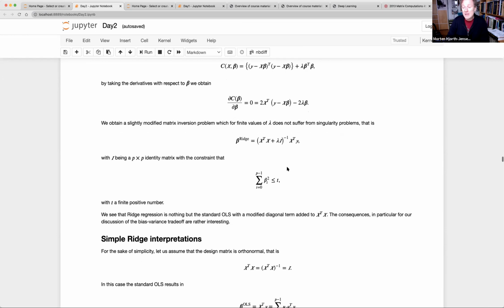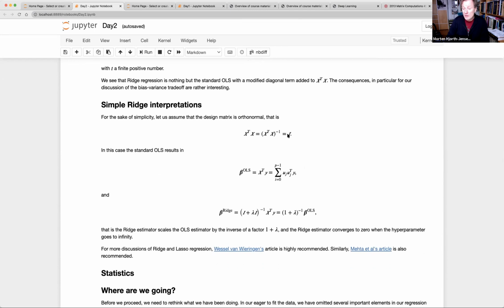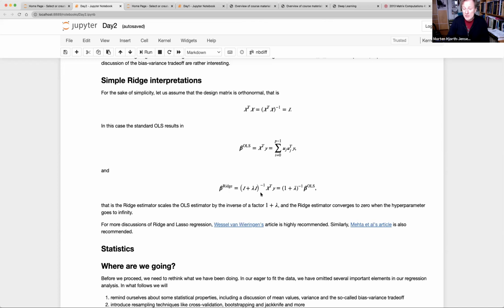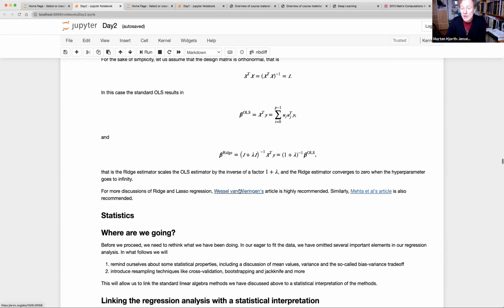And you can see one thing you can do with ridge regression. If you now assume that the matrix is orthonormal, so that it's equal to an identity matrix, then you can show that the parameters beta for ridge will be reduced by a factor of 1 plus lambda compared with the standard ordinary least squares. If you go into this paper by van Wieringen, you will see derivations where they show that the mean squared error with ridge regression can be reduced as a function of lambda compared to ordinary least squares. And one of the things we always want is to reduce the mean squared error. So if you're looking for a deeper mathematical interpretation, take a look at this paper. It contains a lot of details.